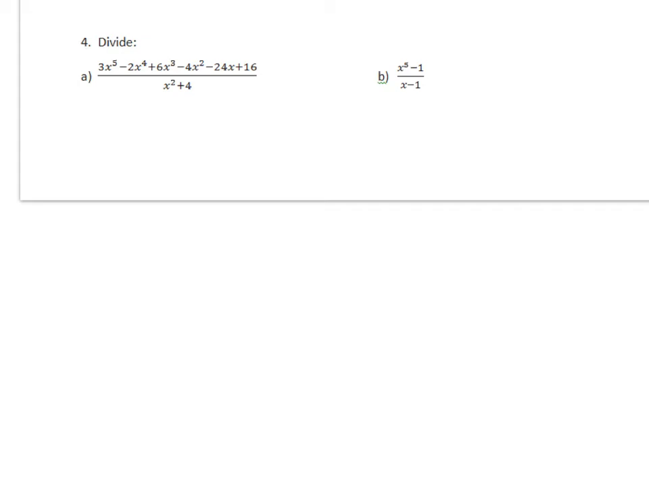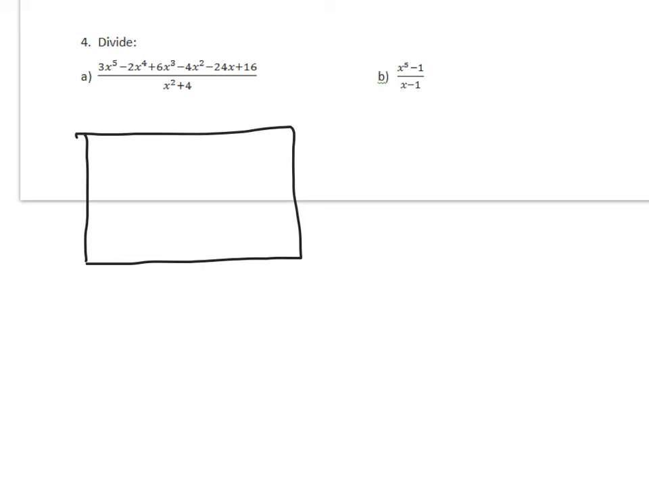But explaining number 4a, again I see, wow, I've got to have a big table on this one. And again, when I look carefully, I see that what I'm dividing by has an x squared and a 4, but I definitely need to leave room for the x term. So I'm going to say x squared goes here, 0x goes here, and 4 goes down here.